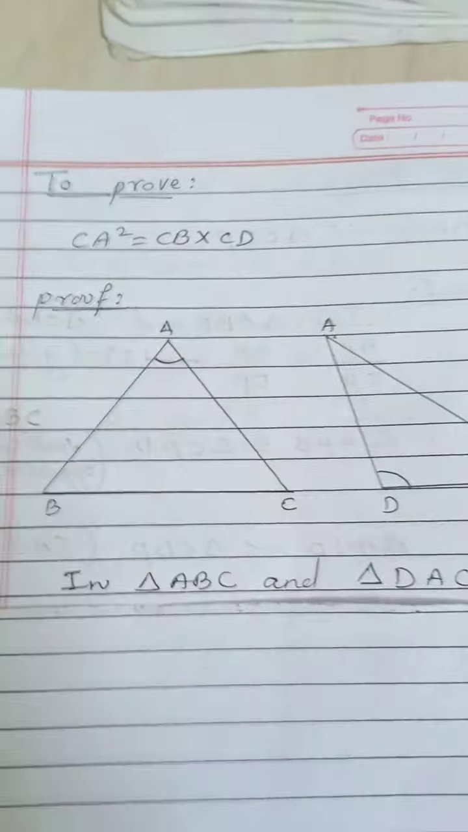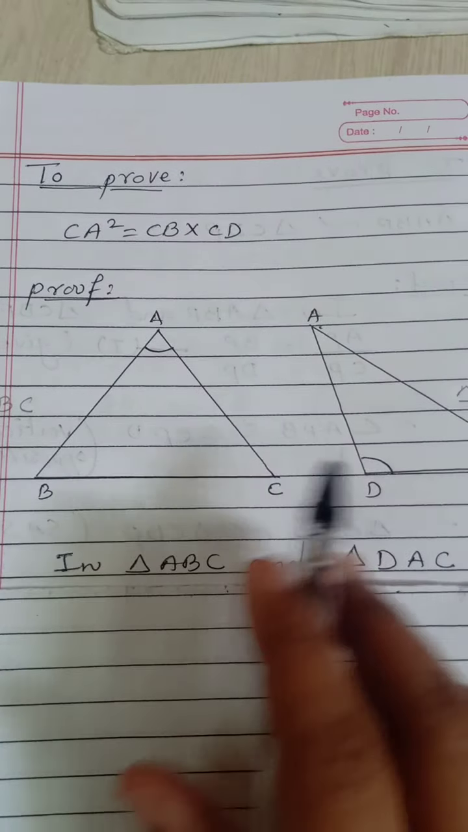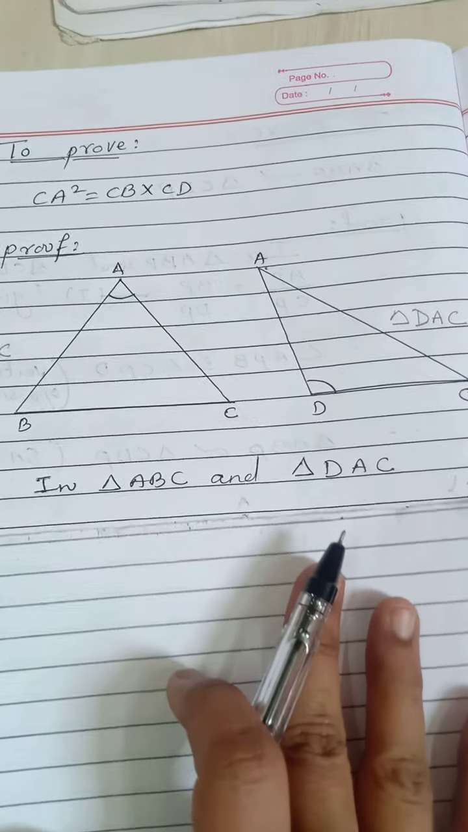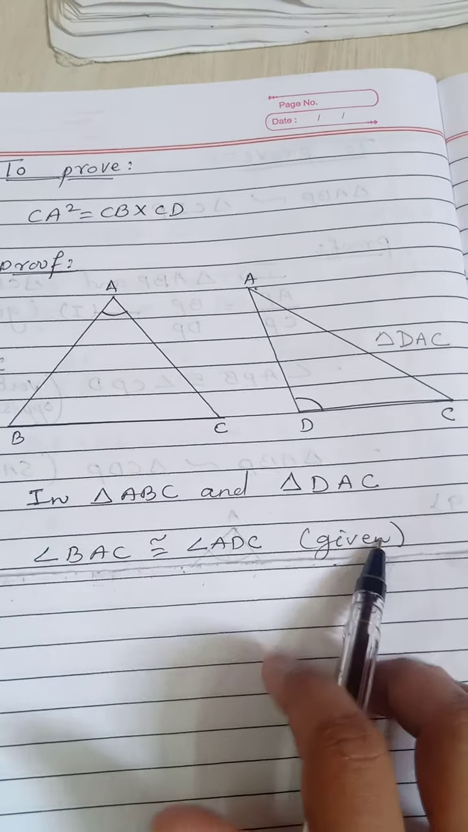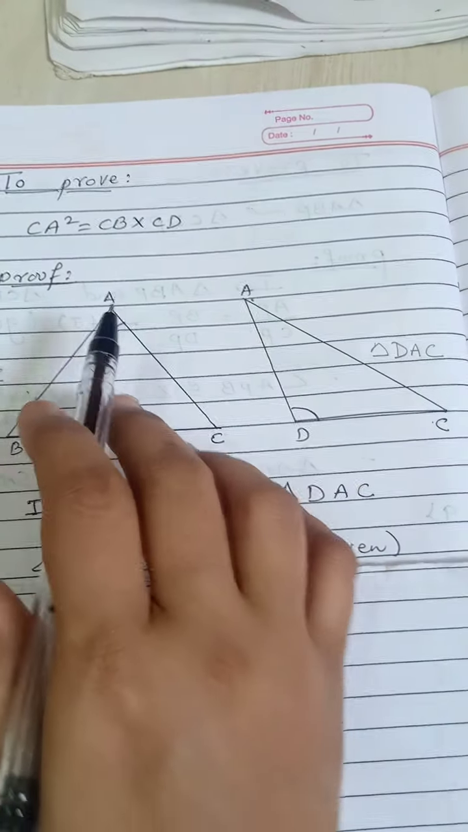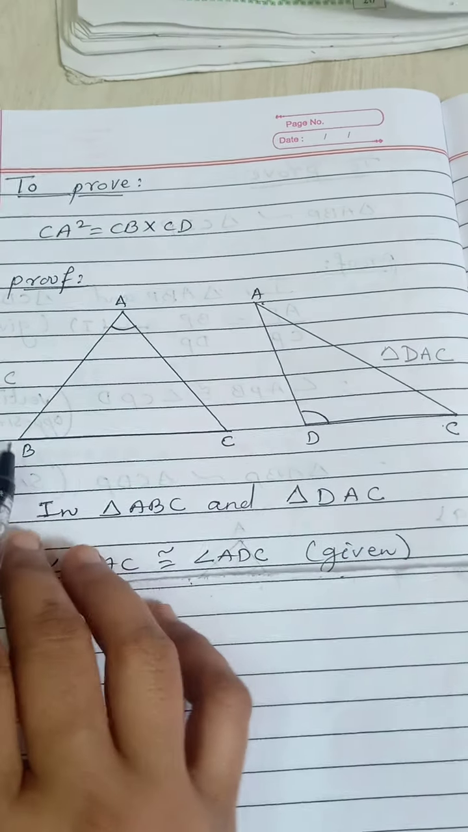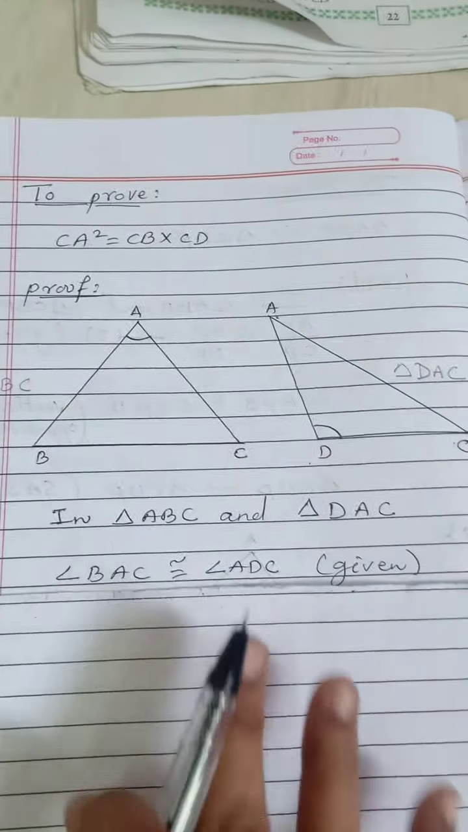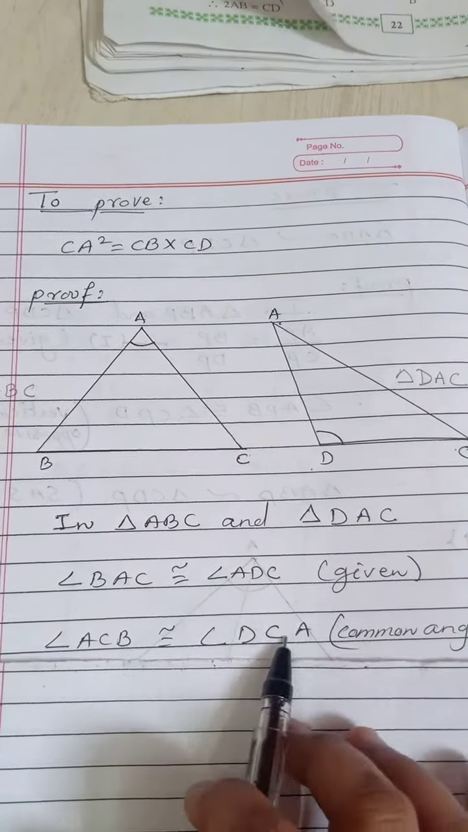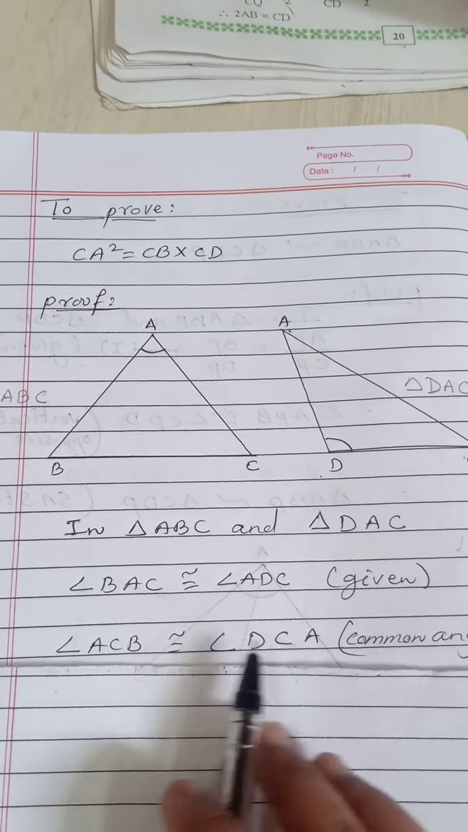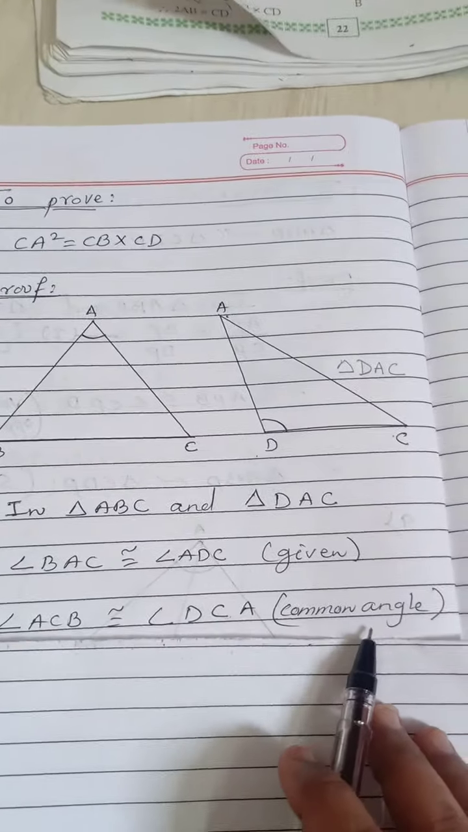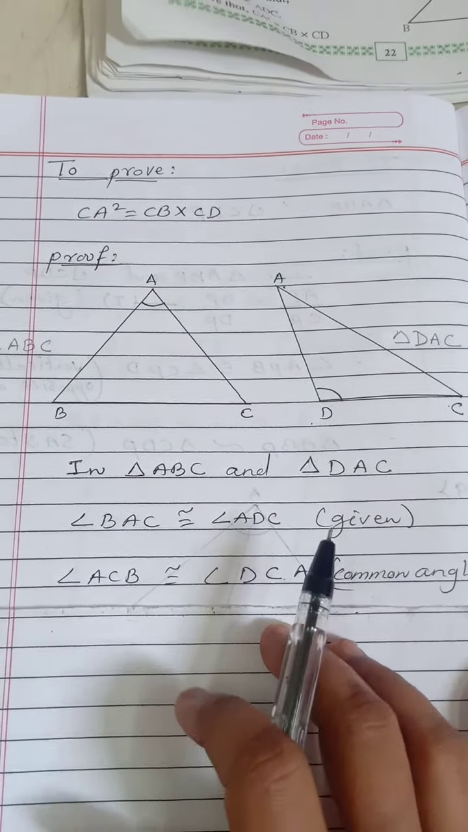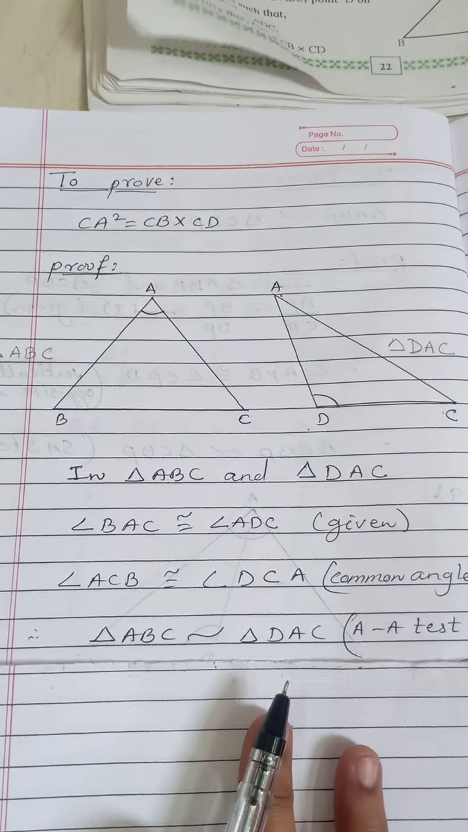First of all we'll write that only, that is angle A is congruent to angle D. So BAC is congruent to ADC, it is already given. Now we will take angle C. So how to take angle C? ACB. Then it will be DCA. So ACB is congruent to DCA. In the place of A, D; in the place of C, C; in the place of B, A. Like that it is the common angle. Now we have got two angles of the triangles congruent, so they will be similar by AA test.